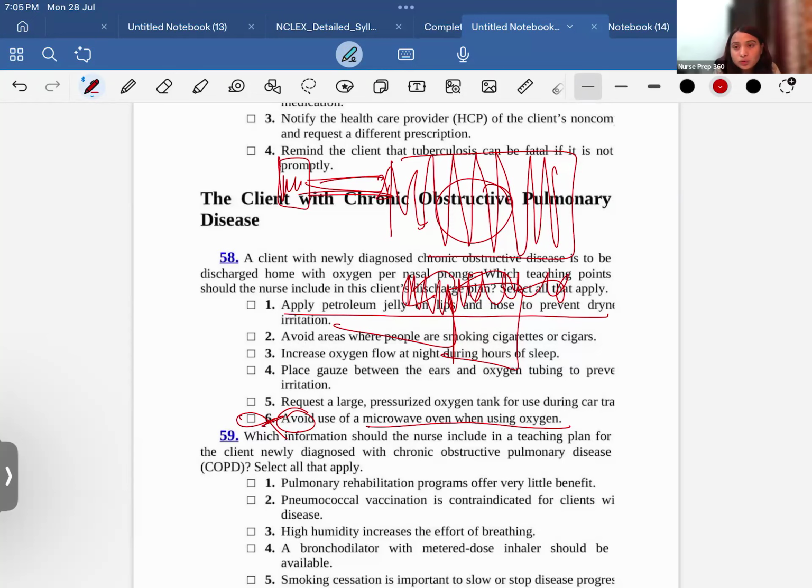Kerosene, mitti ka tel, is also produced. Petroleum is also produced. Petroleum jelly is also produced, so it can cause fire. Do not use petroleum jelly. NCLEX doesn't like it. Any kind of lubrication we can use, but we are not going to use petroleum jelly. Understood? So 2 and 4 are the answer.